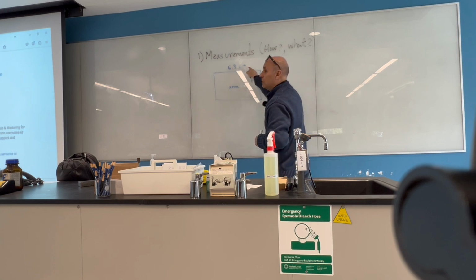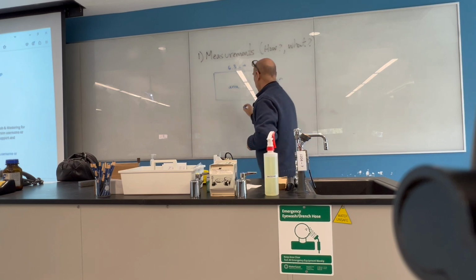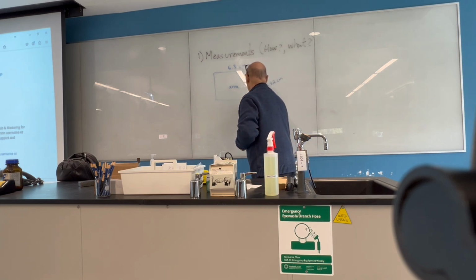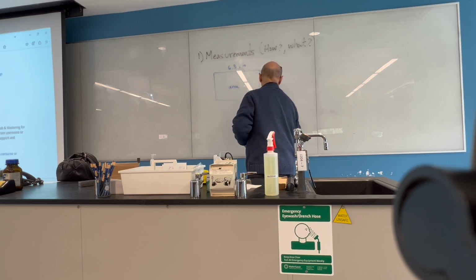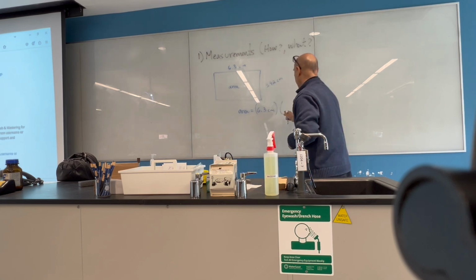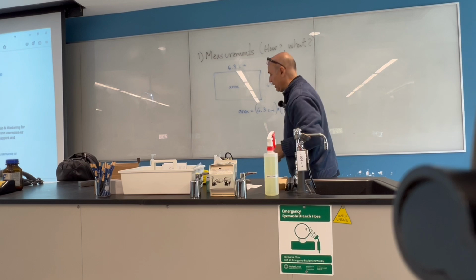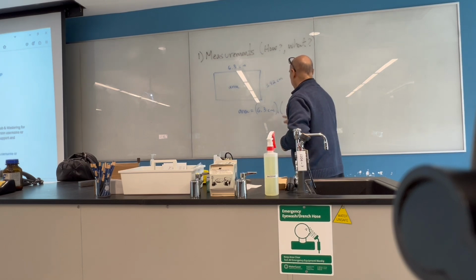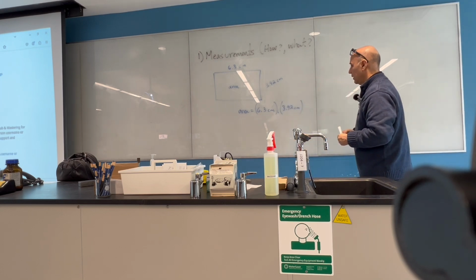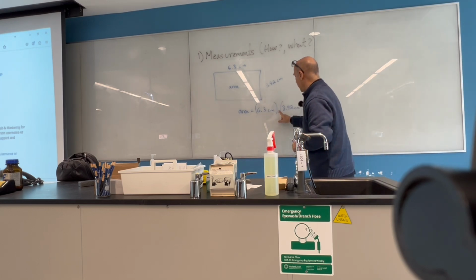calculated by multiplying those two numbers. So the area is going to be equal to 6.3 centimeters multiplied by, parentheses indicate multiplication. I can put the little multiplication sign there, but I don't need it. And then 3.92 centimeters. So that's how you calculate the area of that rectangle.